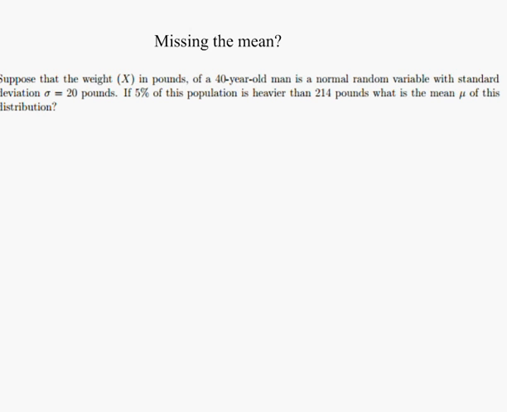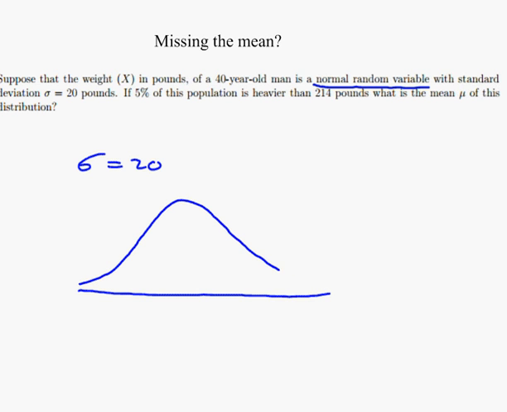Let's take a look at this last problem here. You can be asked questions in sort of a clever way. So here we go. They're telling us that, suppose the weight X in pounds of a 40-year-old man is a normal random variable. Now, we haven't seen that language before yet, but that's the same thing as saying that the weights are normally distributed with a standard deviation of 20. Right? So we know sigma is equal to 20. We know we have a normal distribution. And you might be a little surprised at this point that they haven't yet given us a mean.